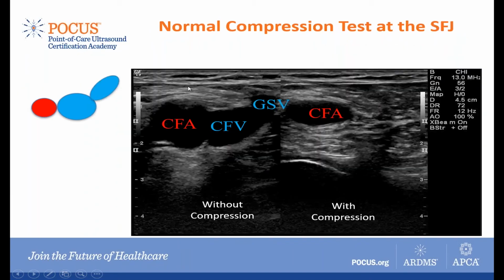So we have here a normal compression, and we like to document it on the image. We like to also capture a video for that. But this is where you can split the screen up, and on the one image, you can actually see, on this end, we have the without compression and the with compression at the same level.